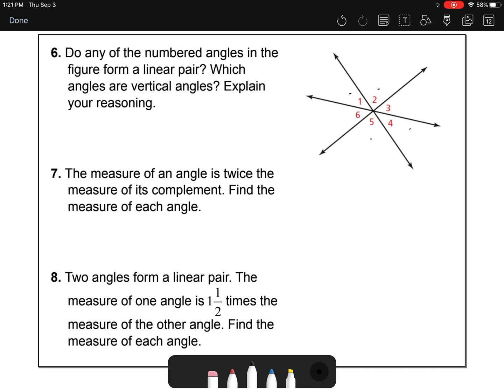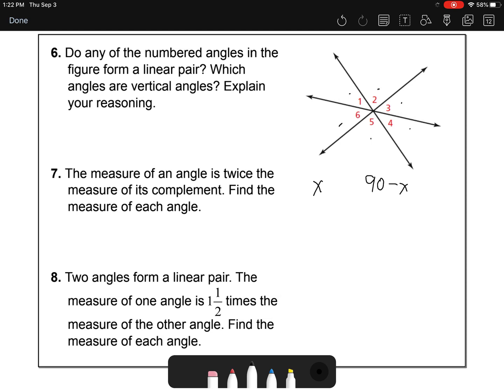A lot, right? We have 1 and 4, 2 and 5, 3 and 6. Those are all vertical. All right, 7, the measure of an angle is twice the measure of its complement. So if we let an angle be x, what is the complement of the angle? Well, it has to add up to 90, right? So the complement is 90 minus that angle, x.